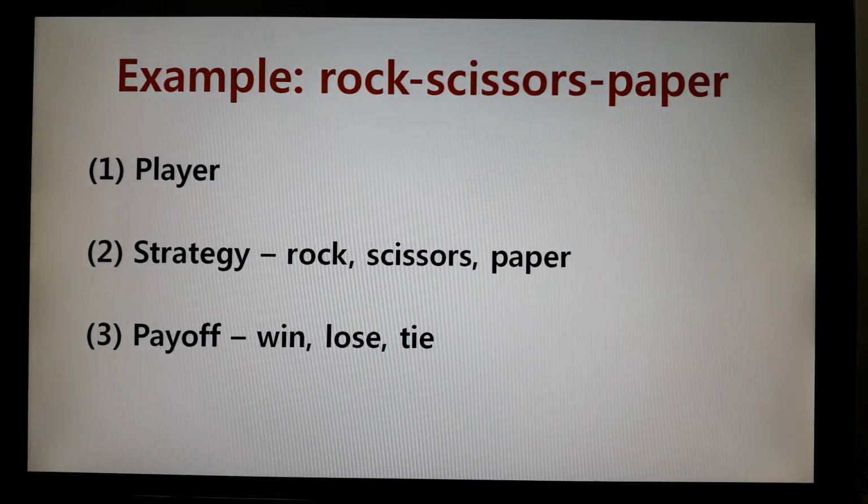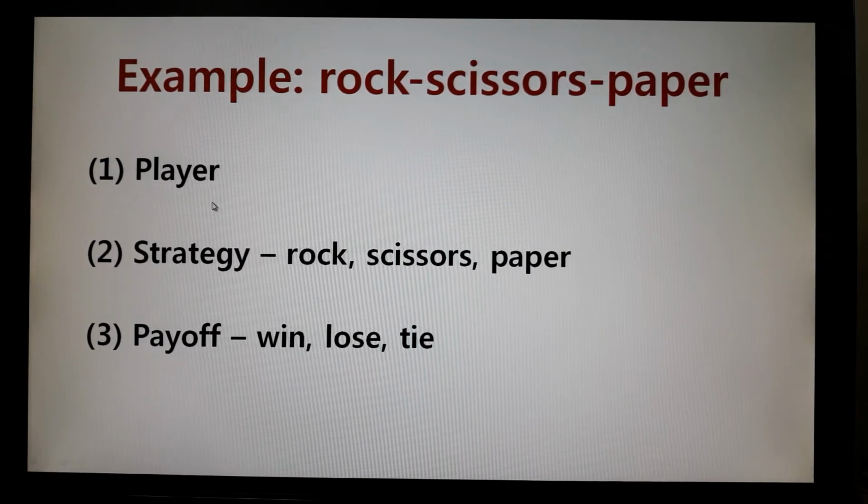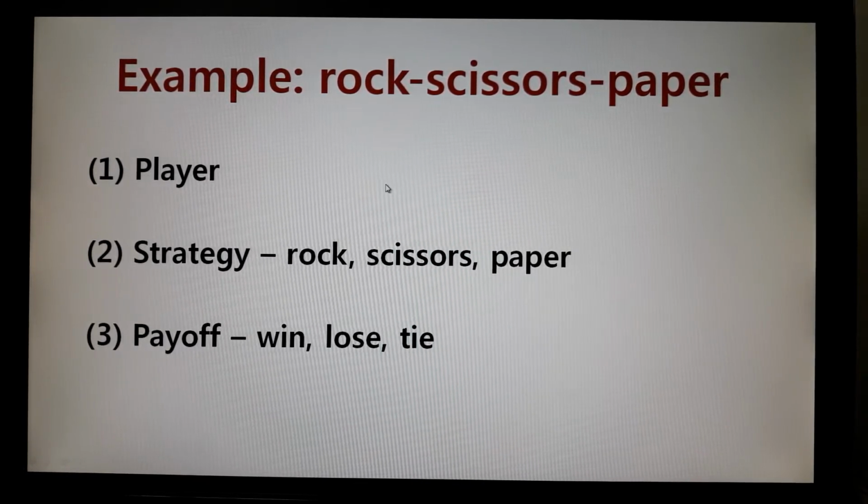As far as I know, most of the country have this game. I don't know where it originated, but rock wins over scissors, scissors wins over paper, paper wins over rock. In Korea, 가위바위보. Somehow Koreans say scissors, rock, paper. I don't know why. So, 가위바위보. But in America, in English, rock, scissors, paper. If I play rock, scissors, paper with Professor Lee, Professor Han and Professor Lee, they are players.